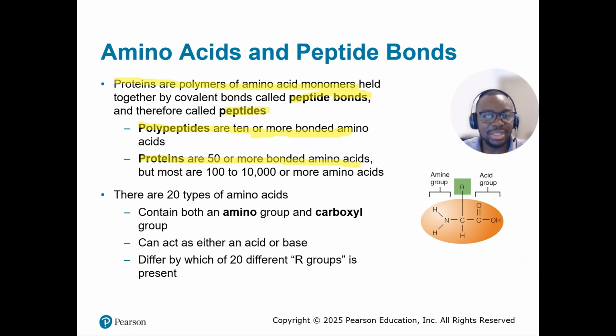There are 20 different types of amino acids, and each amino acid has an amino group and a carboxyl group. Because of these two functional groups, an amino acid can act as either an acid or a base. Each amino acid has a side group represented here by R. This side group determines the specific properties of the amino acid.